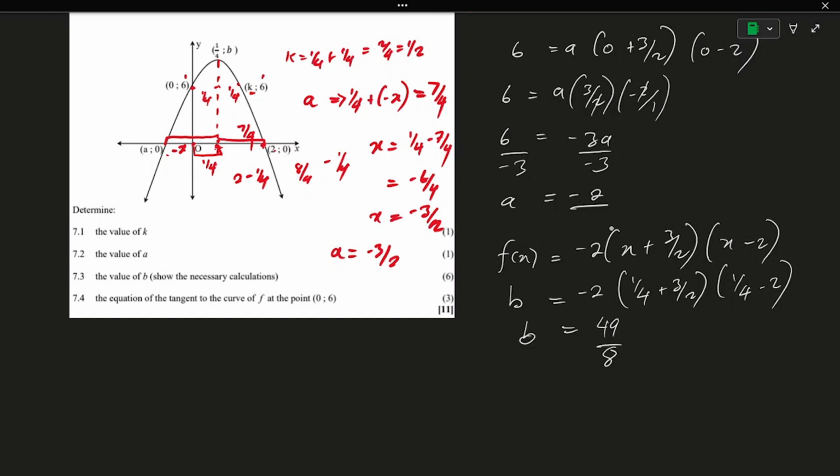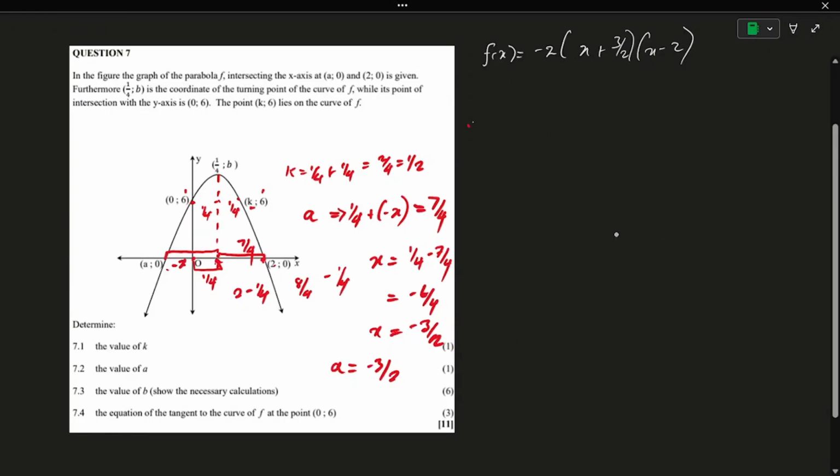The equation of the tangent to the curve of f at point 0 and 6. Let me just try to erase this. So to get the tangent at that, we'll try to find some derivative at that point that they told us about. To find the derivative, we need to write our function in the form ax squared plus bx plus c. So let me just quickly multiply out and see you in a second. So our f of x is equal to minus 2x squared plus x plus 6.